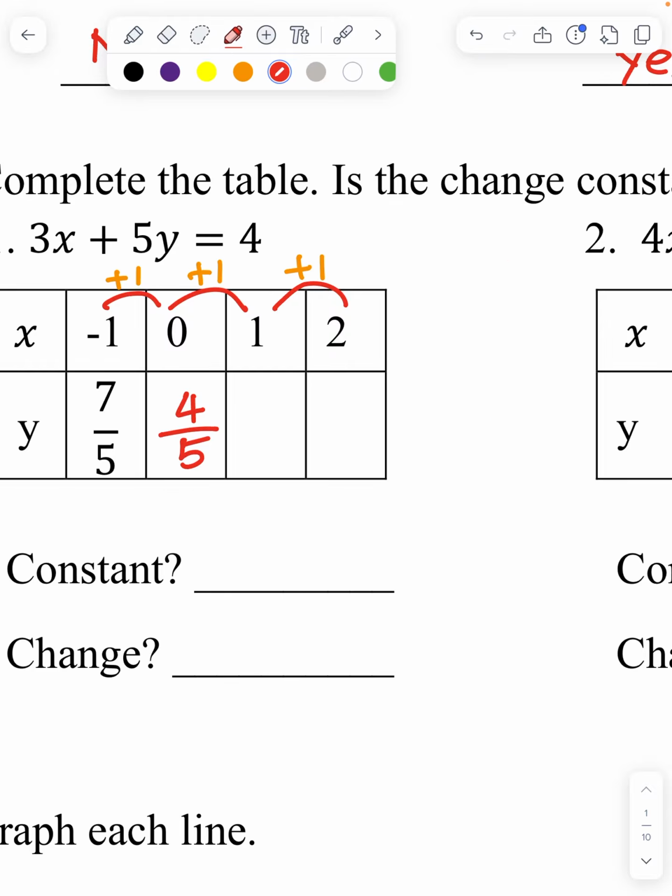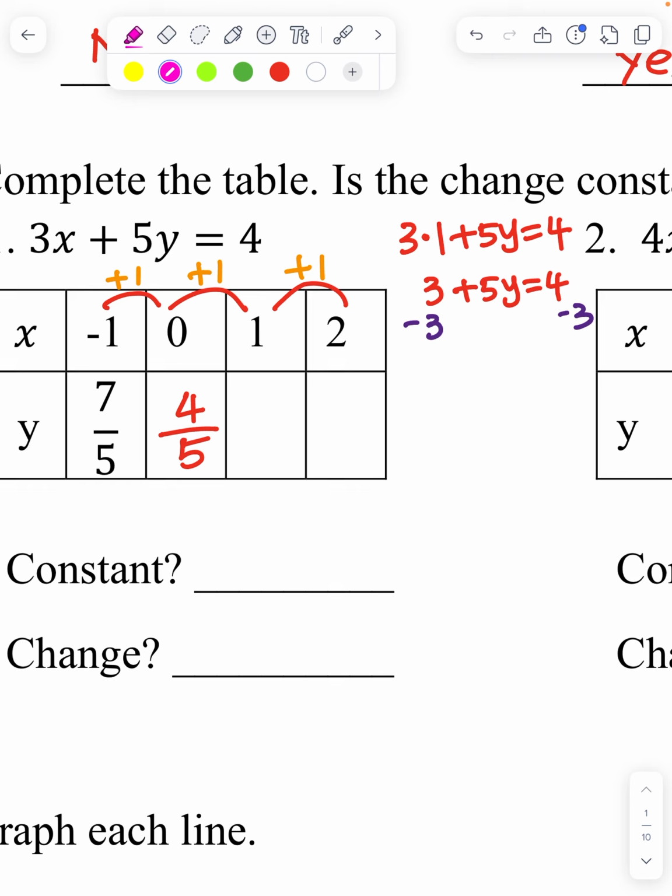Okay, let's do the second one, when x equal to 1, yeah? So this means 3 times 1 plus 5y equal to 4. 3 times 1 is 3, so 3 plus 5y equal to 4. We need to get rid of the 3, so minus 3 on both sides. Remember, whenever you do something to one side, you have to do the same thing to the other side of the equation. So left and right, you have to do the same, yeah?